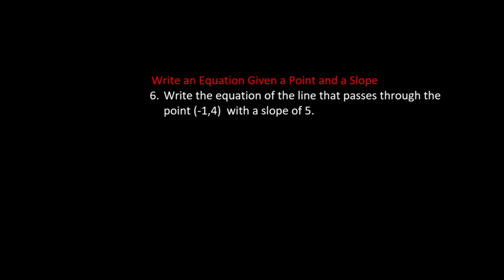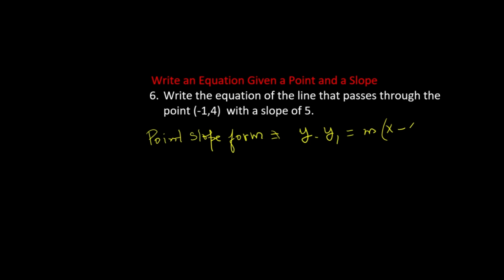Problem 6. Write an equation given a point and a slope. We're given a point, -1, 4, and a slope of 5. To write the equation of the line, we'll start with the point slope form. y minus y1 equals m times x minus x1. Now plug in the values. y minus 4 equals 5 times x plus 1.